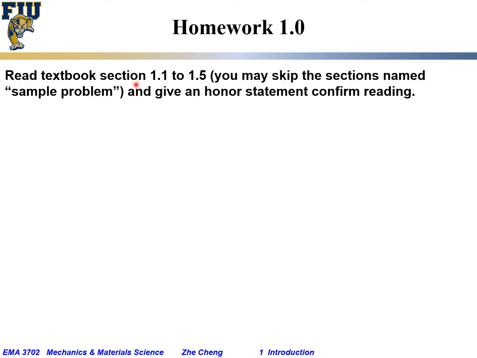For the honor statement, you don't have to write long, just one sentence confirming you have read the requested sections, and don't kid yourself.